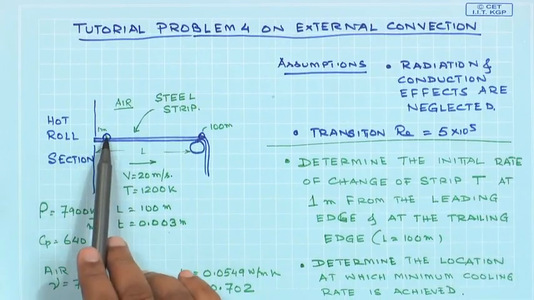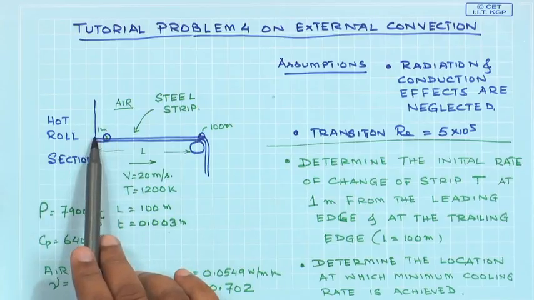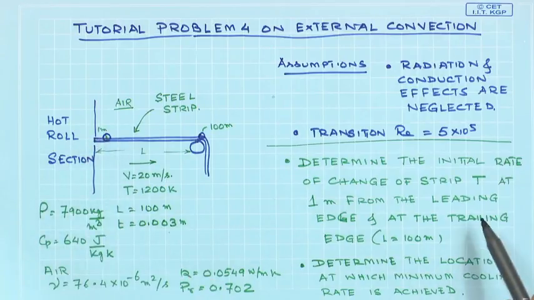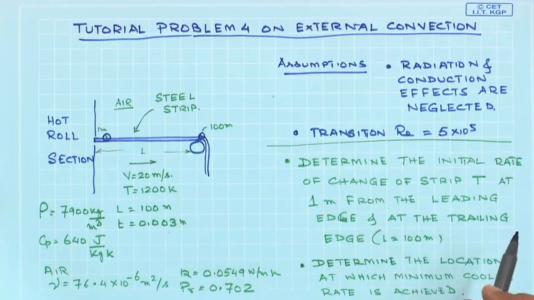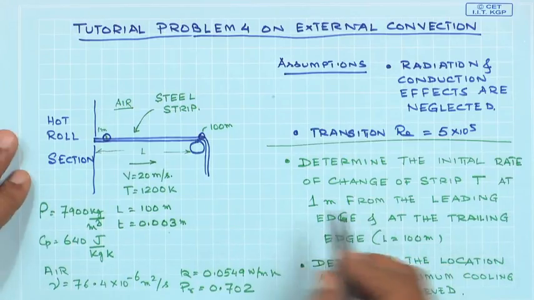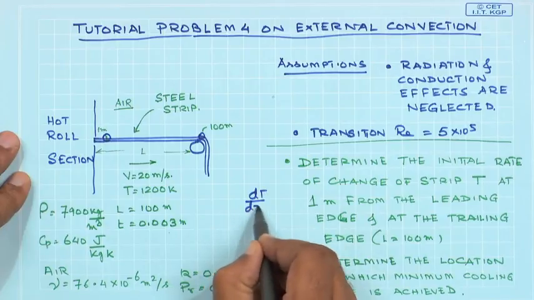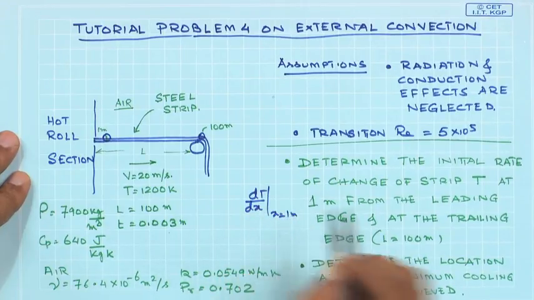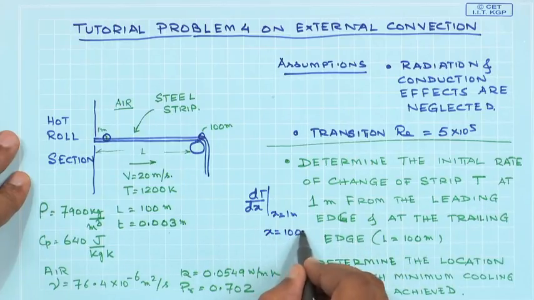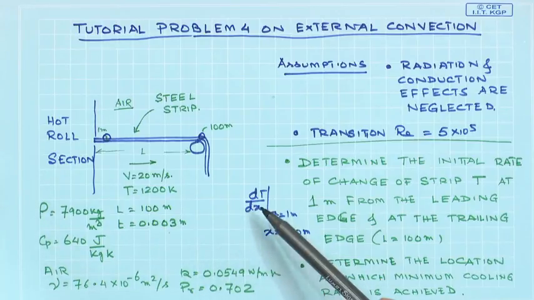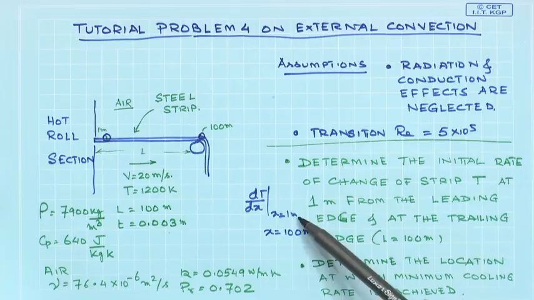One is at this point, which is 1 meter from the leading edge, what is going to be the rate of change of temperature at that point. When I said rate, it is the time rate. So, I would like to find out what is dT/dt at x equals 1 meter from the leading edge, and at the trailing edge, which is at x equals 100 meter. So, these two values of dT/dt at these two locations are to be evaluated. And the second part of the problem is find out the location at which minimum cooling rate is achieved.